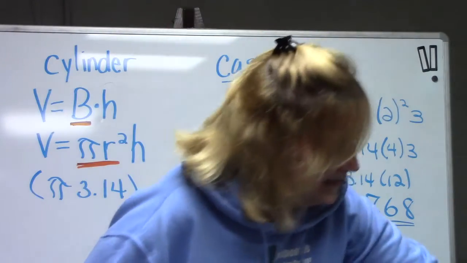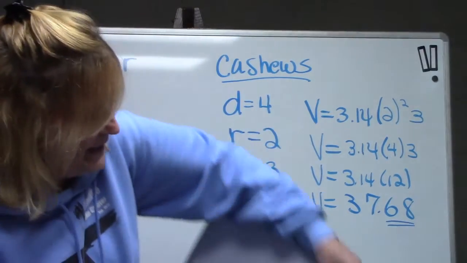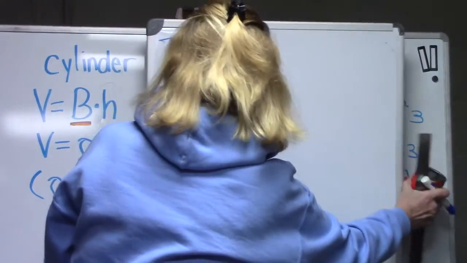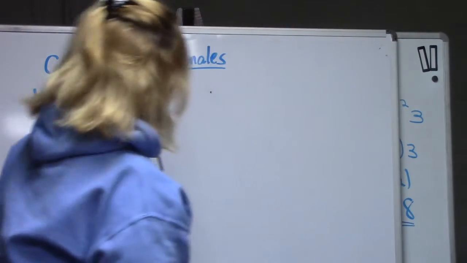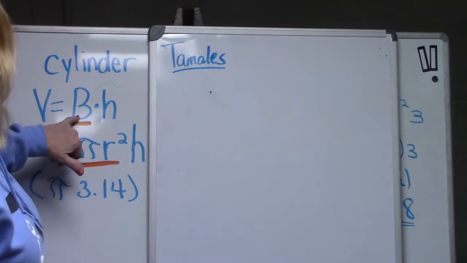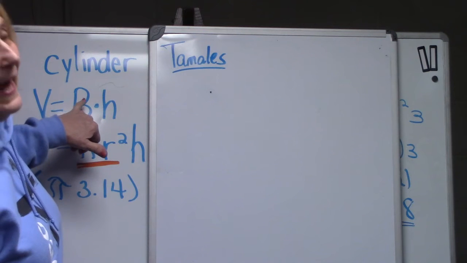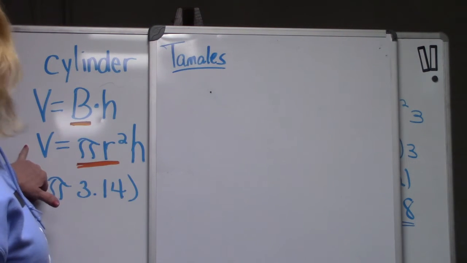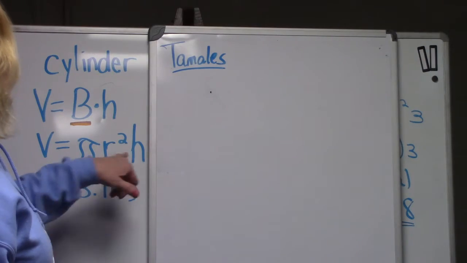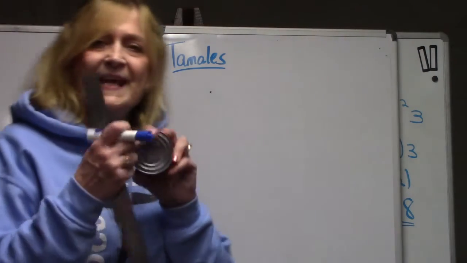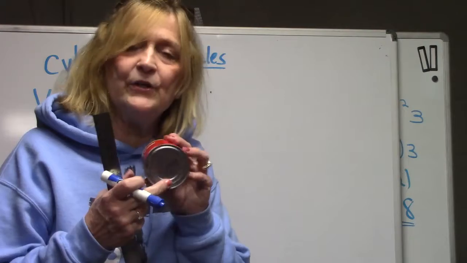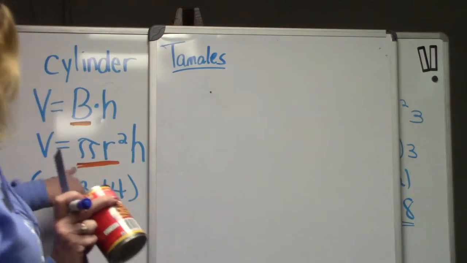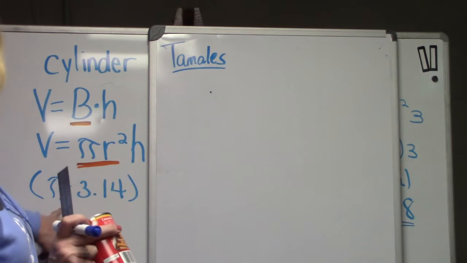All right, so let me get my tamales up here. Remember, our formula is volume is the base, or the area of the base, which is that capital B, times the height. But we're just going to say volume equals pi r squared times the height, because our base is a circle if it's a cylinder. If it's a cylinder, our base is a circle, so we're just going to use the formula for the area of the circle.